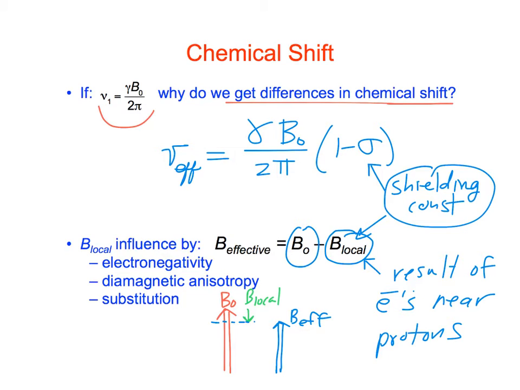Okay. So this B local, though, depends upon the electron density. Okay? So there's three different things that can influence B local. One is the electronegativity of adjacent atoms. One is what's called diamagnetic anisotropy, which is kind of ring currents, pi systems. And another one is the amount of substitution, whether it's primary, secondary, tertiary, this kind of thing.